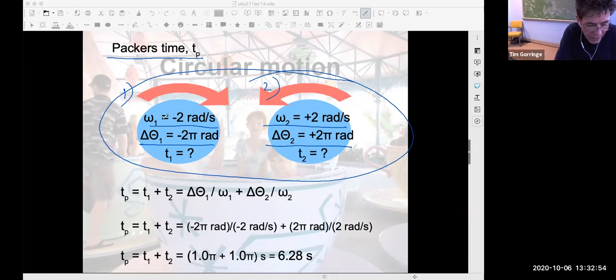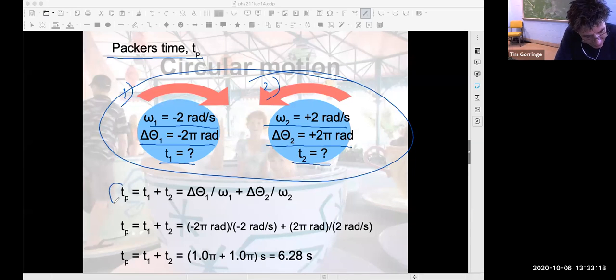So I know the angular velocities for the first and second stage. The speeds were both 2 radians per second in opposite directions. And I know the angular displacements for the first stage and second stage. They're going to do 1 turn, just like the bears did. But I don't know the times yet. I want to figure out the times.